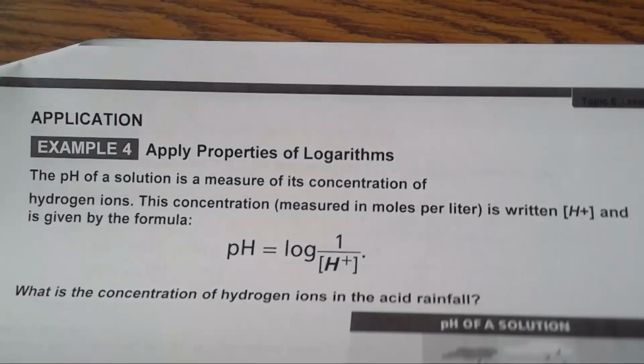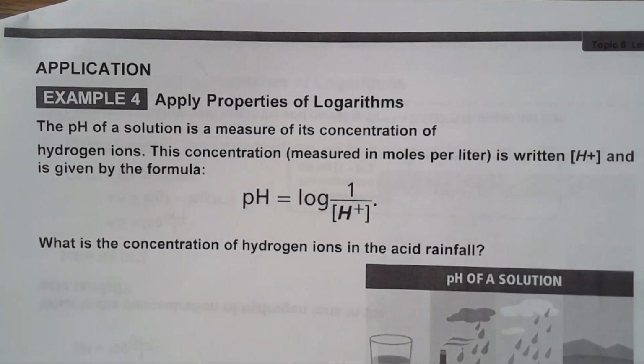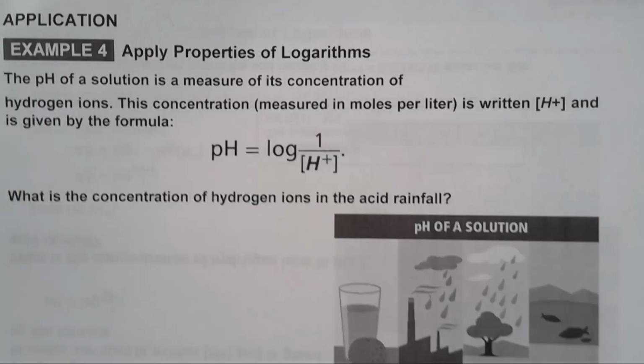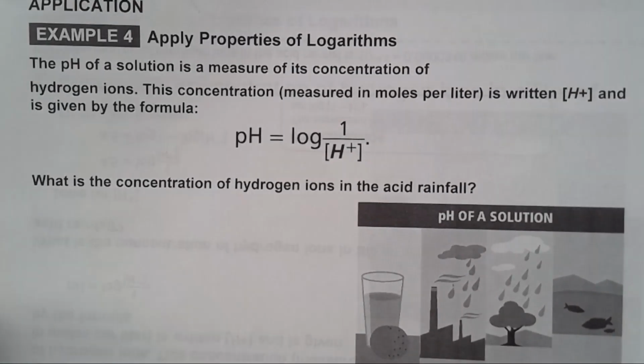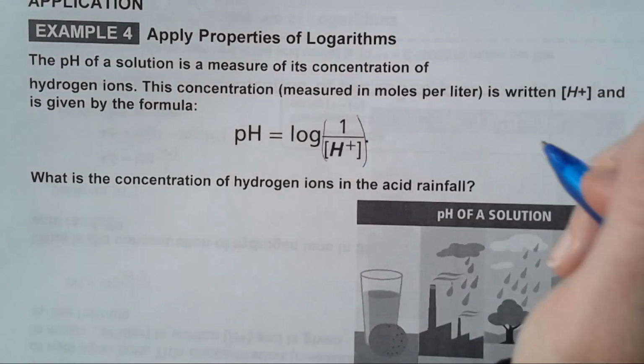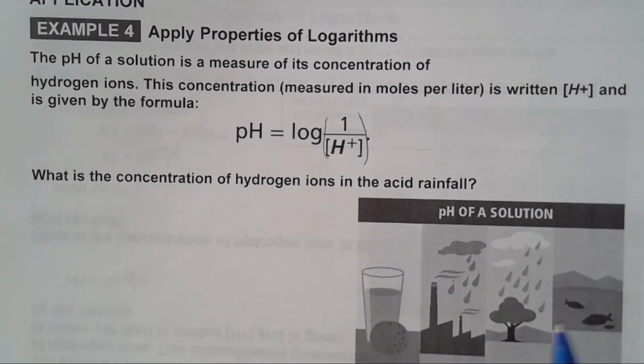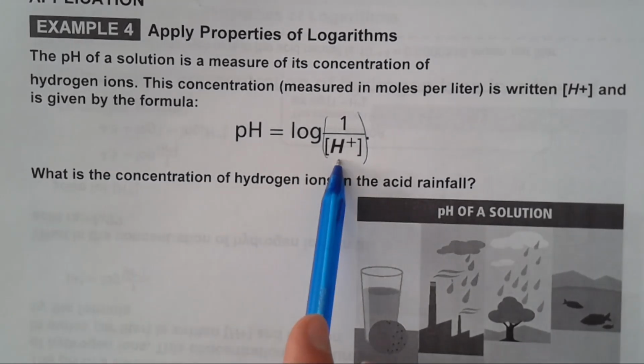Then we got our story problem, and how does rewriting this help us? We're going to be working these, applying the properties of our logs. So we have the pH of a solution is a measure of the concentration of hydrogen ions. This concentration measured in moles per liter is written as H+, and is given by the formula. So we have the pH equals the log. This is all in parentheses, I want you to think. It says, what is the concentration of hydrogen ions in the acid rainfall?